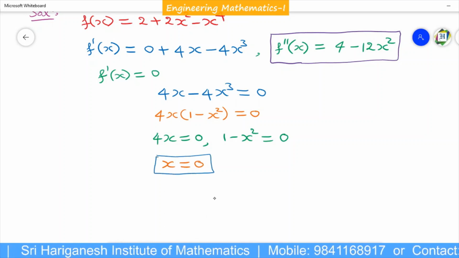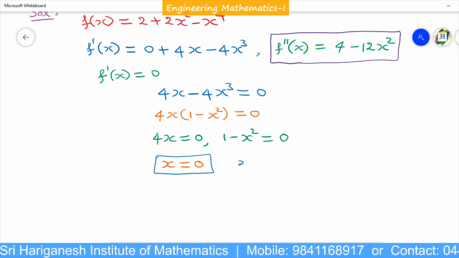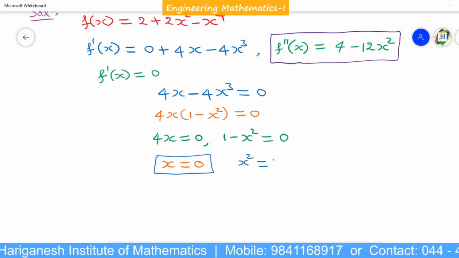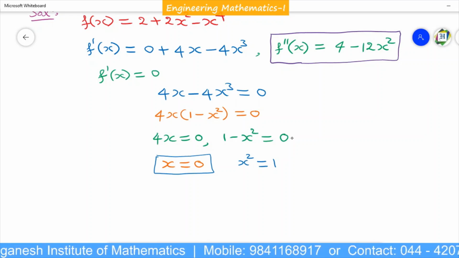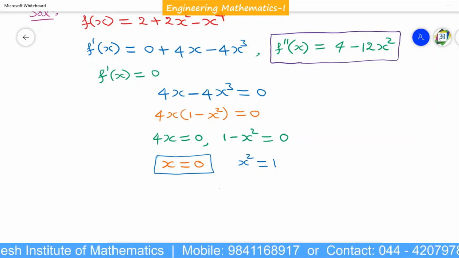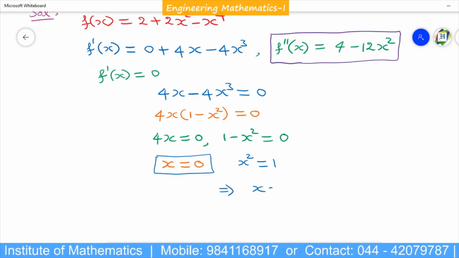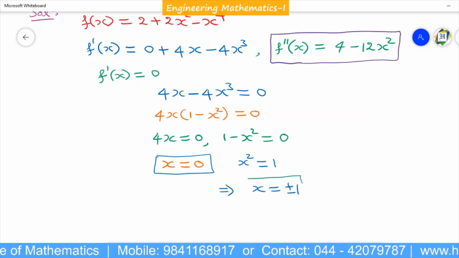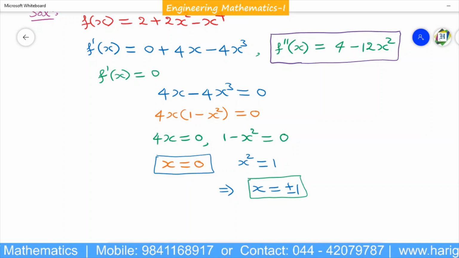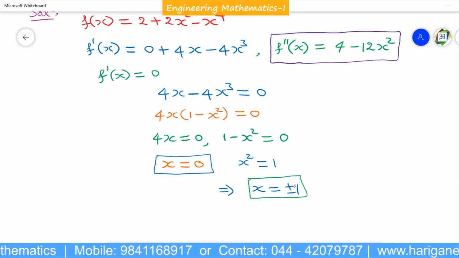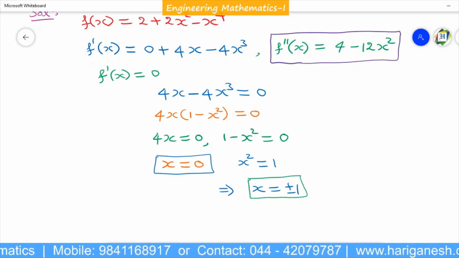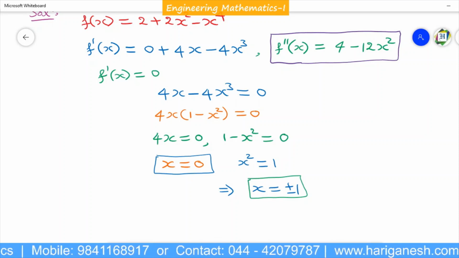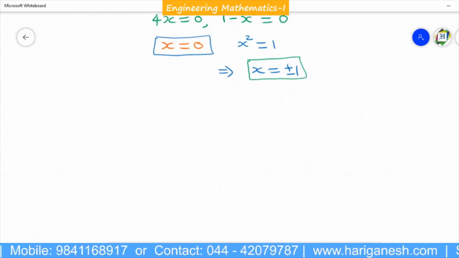For the next critical numbers, from this x square is equal to 1. So you can take minus x square to the right hand side. So x square equal to 1. So from this x is equal to plus or minus 1. So totally I have three critical numbers. One is 0, another is plus 1 and minus 1. So based on the critical numbers, I want to form intervals.